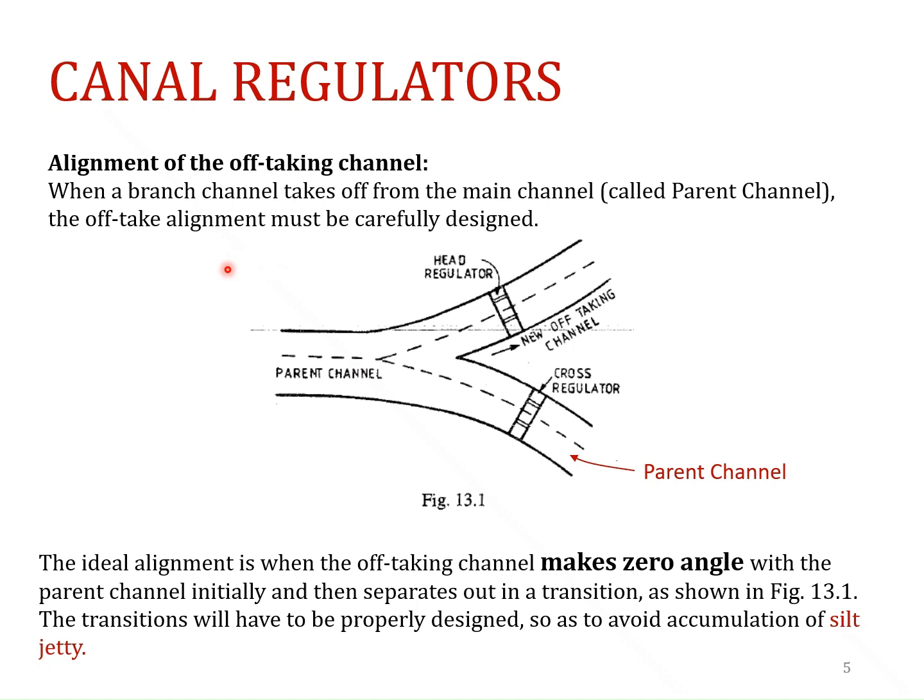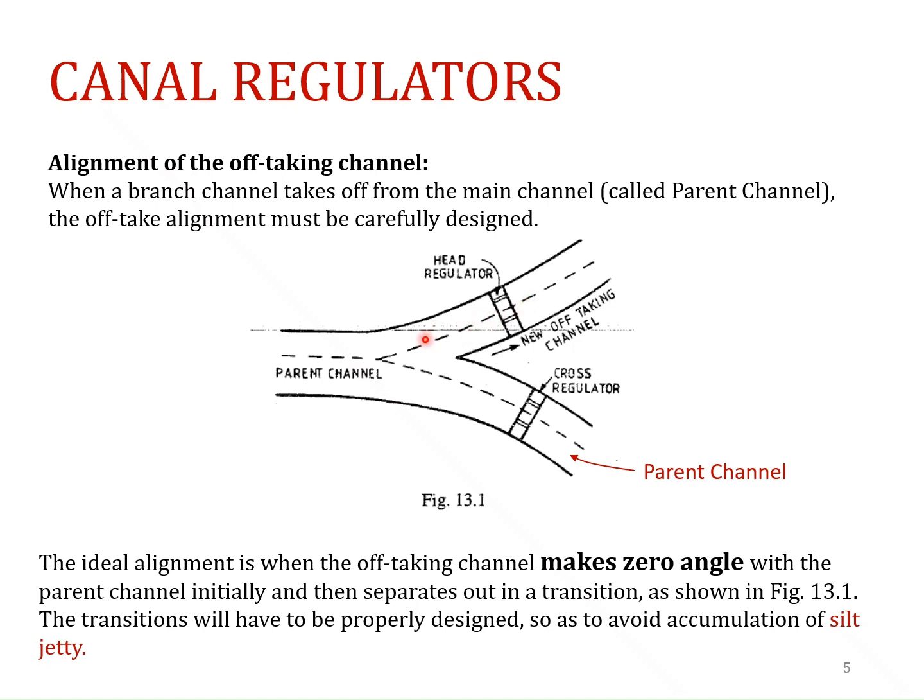Okay, canal regulators. Let's talk briefly about the alignment. Here you see that we have a parent canal, and from the parent canal takes off a branch. Okay, this is an off-taking canal. And on the off-taking canal, you see right here we have head regulator, and on the parent canal which continues, we have the cross regulator. And in this arrangement, you see that this is a smooth transition.